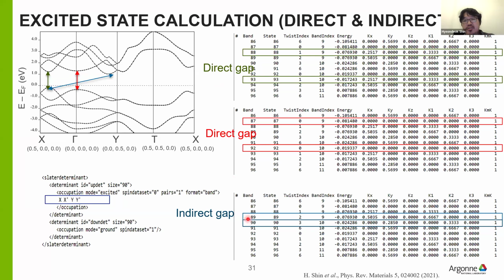For the indirect gap calculation, we clearly see that the VBM and the CBM are fully included in the eigenstate information. So we can promote the electrons from band number 98 to band number 99, or we can use twist indices 29 and 310. So we can find the corresponding direct gap information in those eigenstate information together.